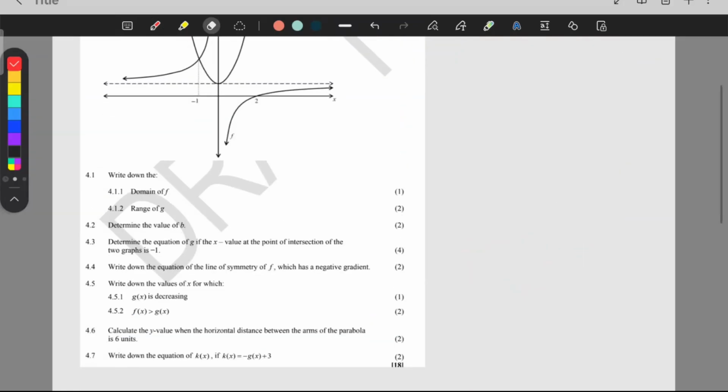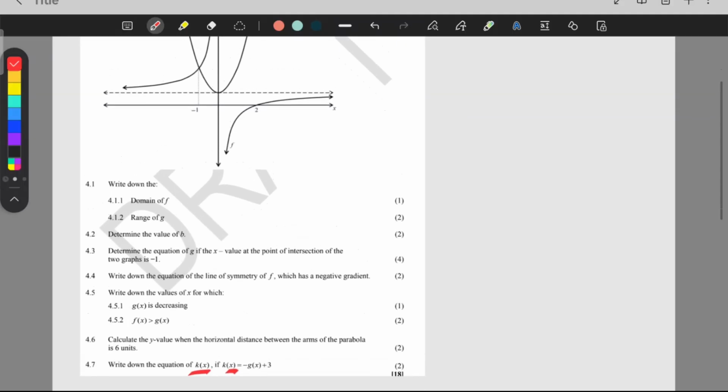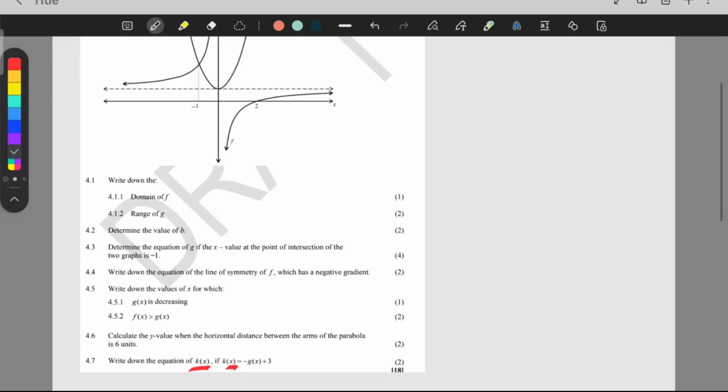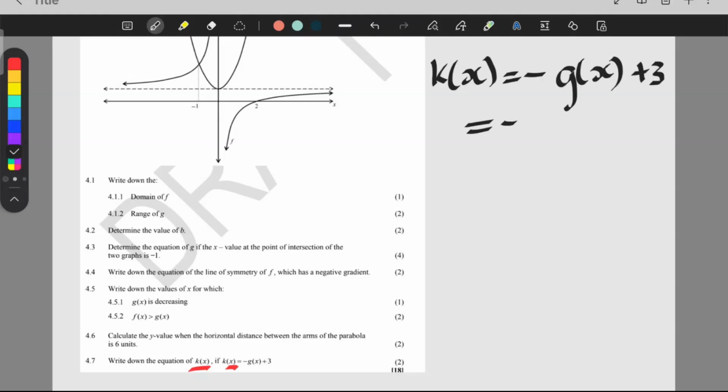Okay, then the last question, 4.7. 4.7 says, write down the equation of k of x if k of x is -g of x plus 3. So let's write that down. K of x is -g of x plus 3. So k of x is negative.